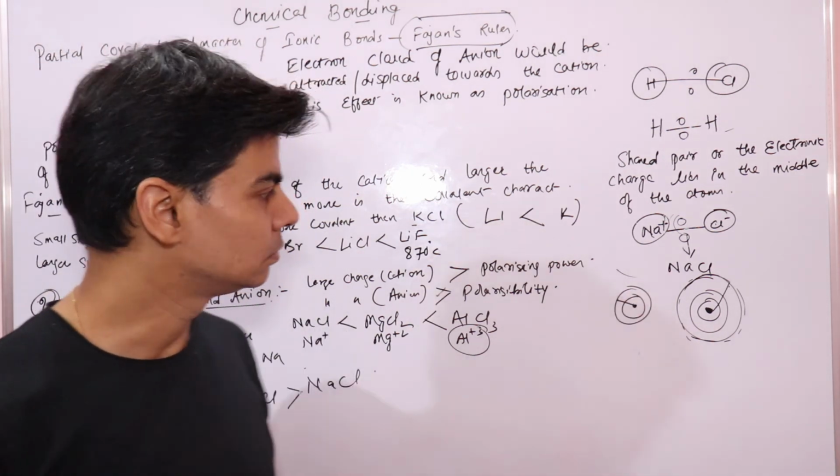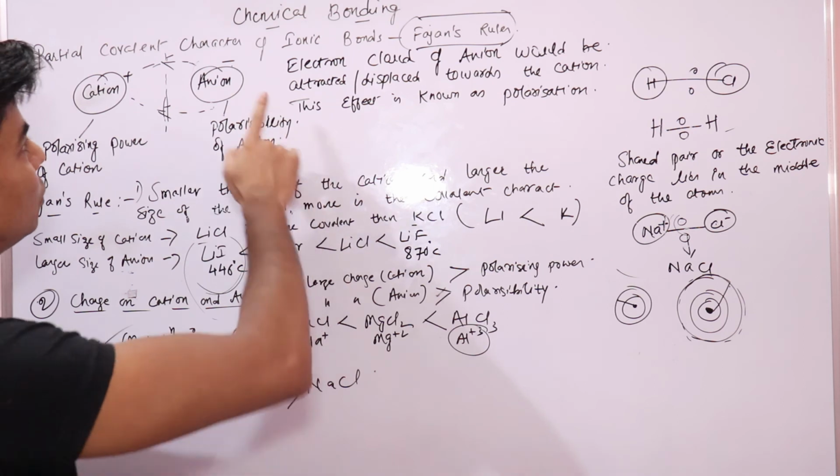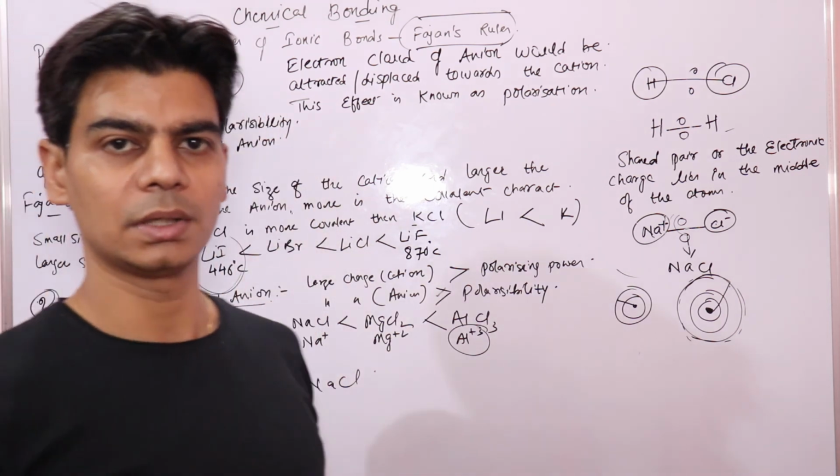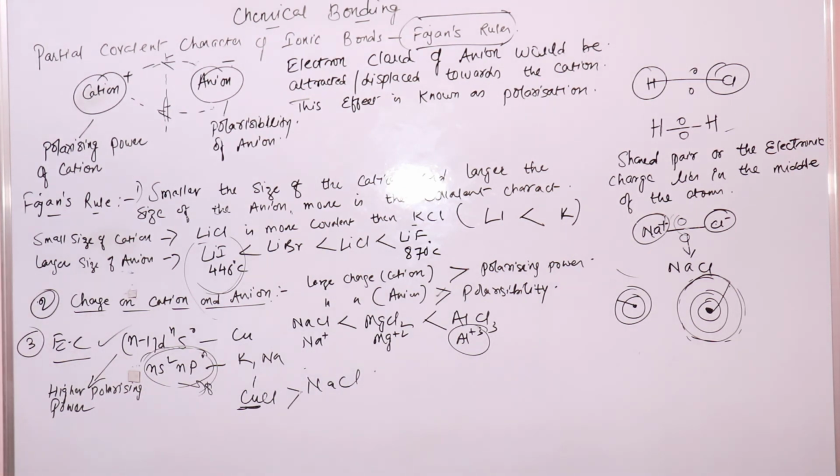So these are the three rules that govern the covalent character of ionic compounds, and these are known as Fajan's rules. I hope all this is clear. So you can take down these notes.